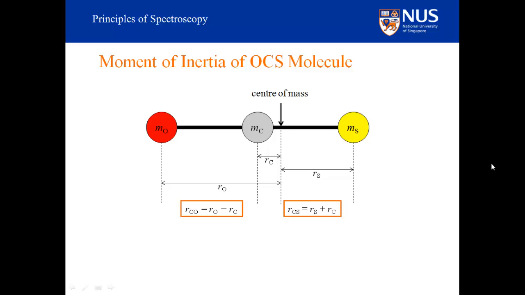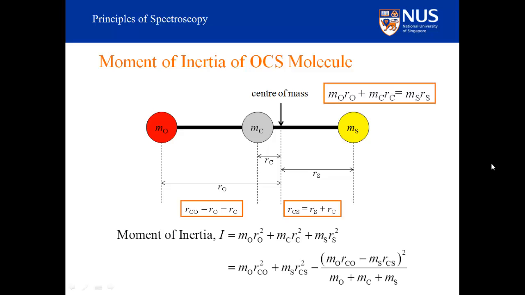And we can define therefore the distance the carbon atom is away from the centre of mass as r sub C. The distance the oxygen atom is away from the centre of mass is r sub O, and the distance the sulfur atom is away from the centre of mass is r sub S. We've got a condition that enables us to identify the centre of mass. If we take the product of the mass of the oxygen and the distance it is away from the centre of mass, and sum that to the mass of the carbon times the distance the carbon is away from the centre of mass, it will equal the mass of the sulfur times the distance the sulfur is away from the centre of mass according to this equation.